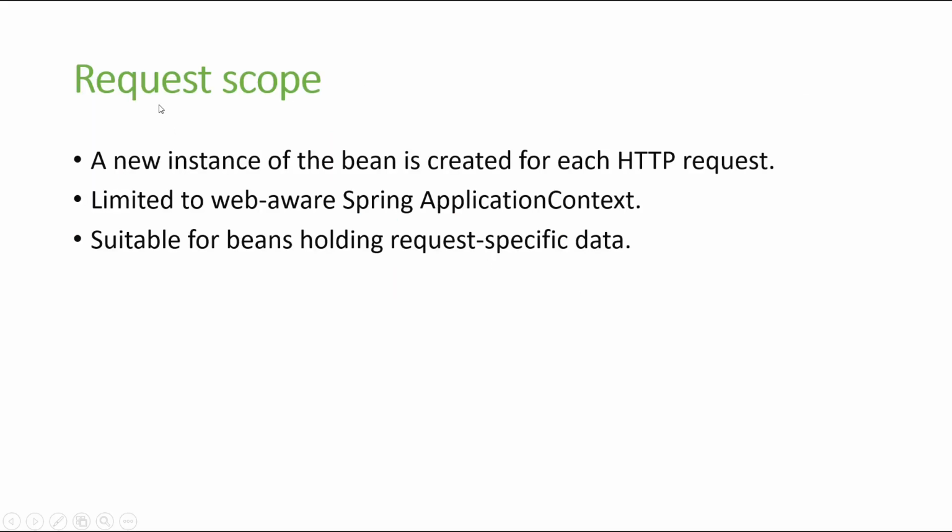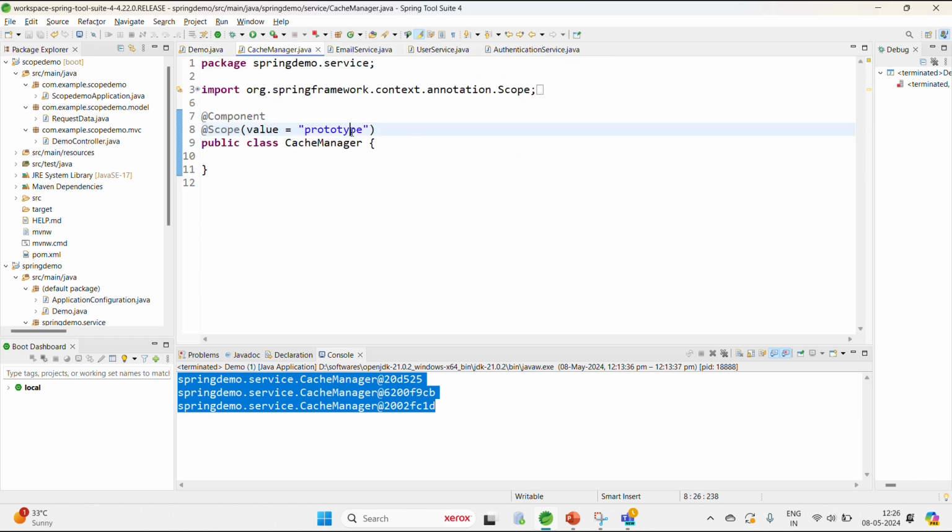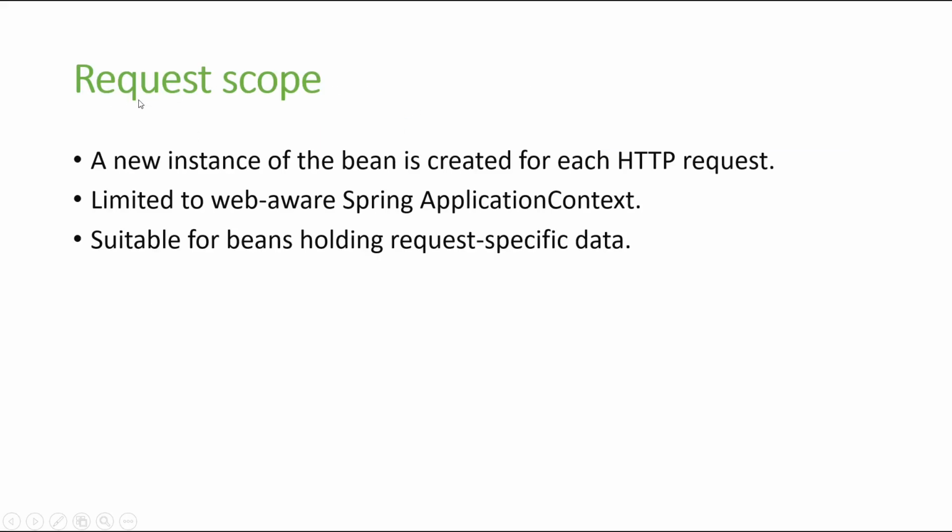So this request scope works with only web applications. Here we cannot create the request scope. If you make it like this, it won't work. Remember, request scope works with only web aware Spring application context, because the definition of request scope is itself like that. For example, if you see this, a new instance of the bean is created for each HTTP request. So where do we use HTTP requests? In web applications.